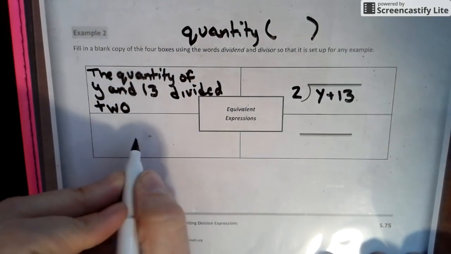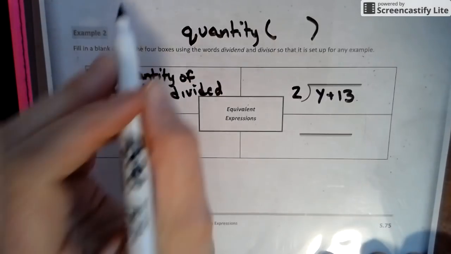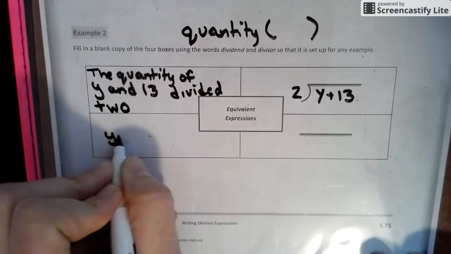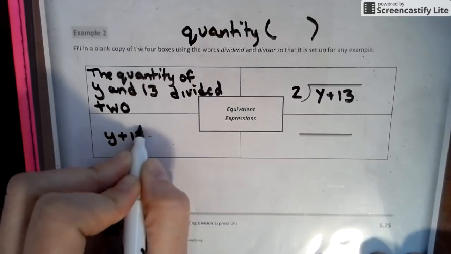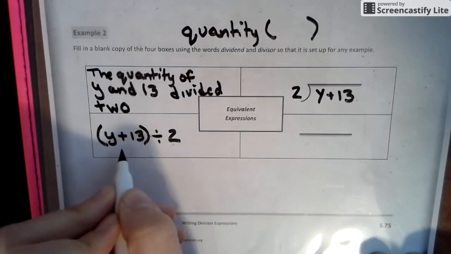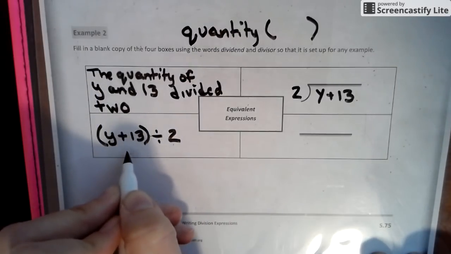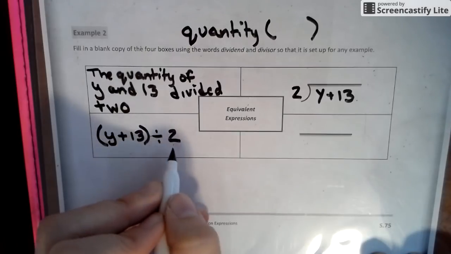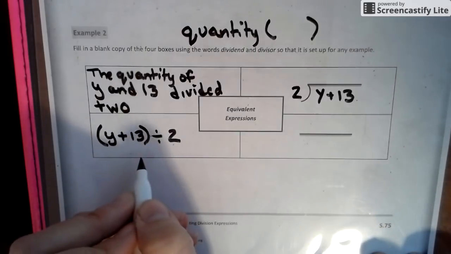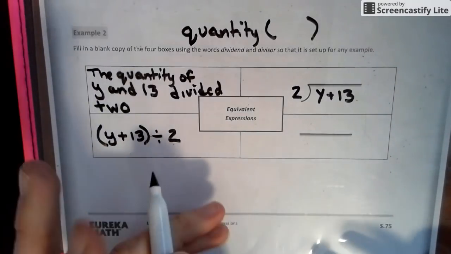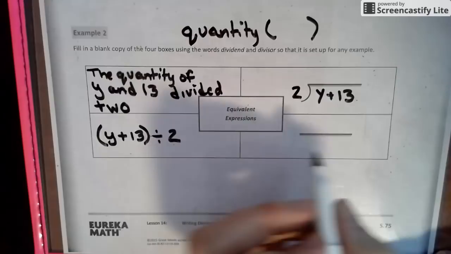All right. So when we're writing it with the division sign, we would have the quantity of y and 13 being divided by 2. If we didn't have parentheses around that, order of operations would make us do 13 divided by 2 and add y, and that's not what we want to do. So those parentheses, the quantity, is important because the quantity makes us put it together.